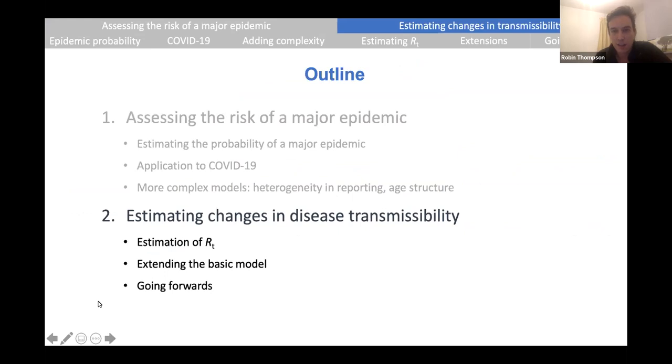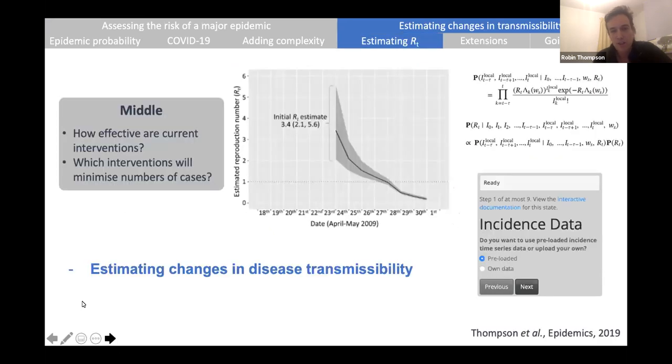So now for the second part of the talk, which is slightly shorter, I'm going to talk about estimating changes in transmissibility during an outbreak, specifically looking at estimation of the time-dependent reproduction number, or RT. This is some work that I did with collaborators from a number of different universities last year, including policymakers at WHO, and researchers at Imperial College London and other universities too. What we were interested in was assessing changes in disease transmissibility, in other words, estimating RT, the time-dependent reproduction number, as an outbreak was ongoing.